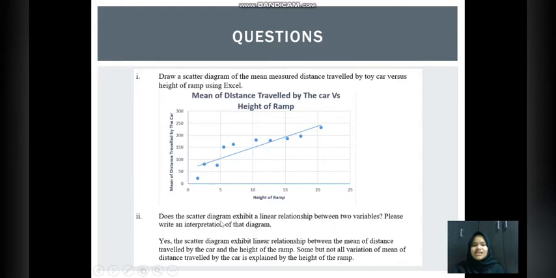Next question is, does the scatter diagram exhibit a linear relationship between two variables? Please write an interpretation of that diagram. Based on this diagram, I can say that yes, the scatter diagram exhibits a linear relationship between the mean of distance traveled by the car and the height of the ramp. But we can see that some but not all of the variation of the mean of distance traveled by the car is explained by the height of the ramp.